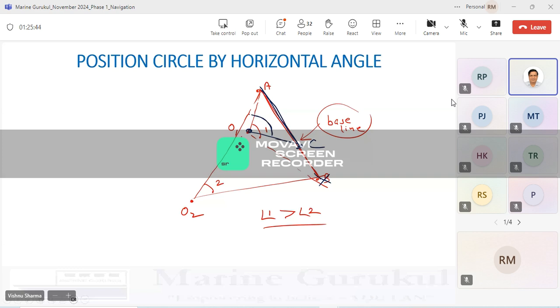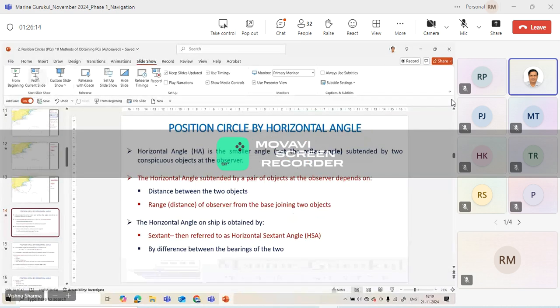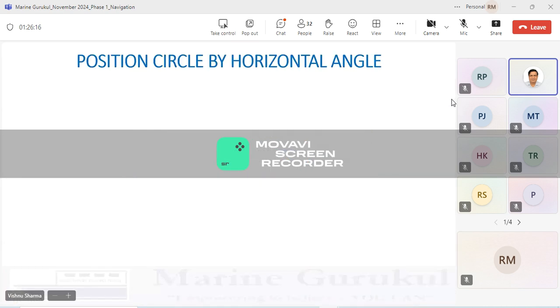So that means the horizontal angle subtended at an observer will depend on two things. One, the length of the baseline, like AB and AC, and the distance of the observer from the baseline, like O1 and O2. These are the two factors on which the horizontal angle subtended by two points will depend. Okay, now we go through what is written. It has been explained.